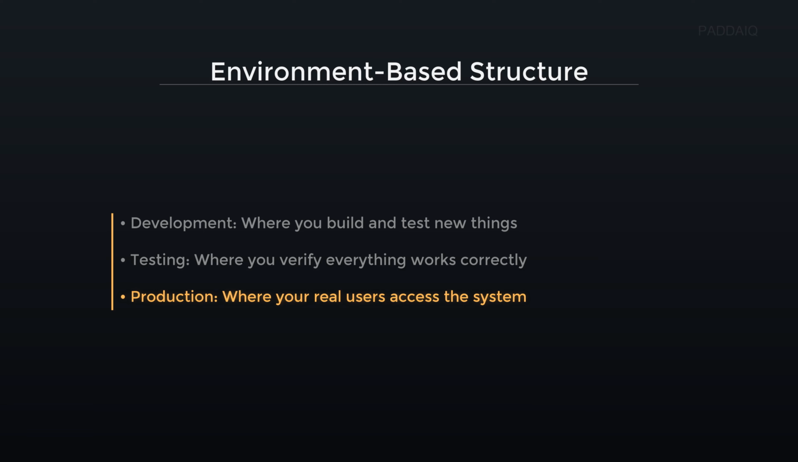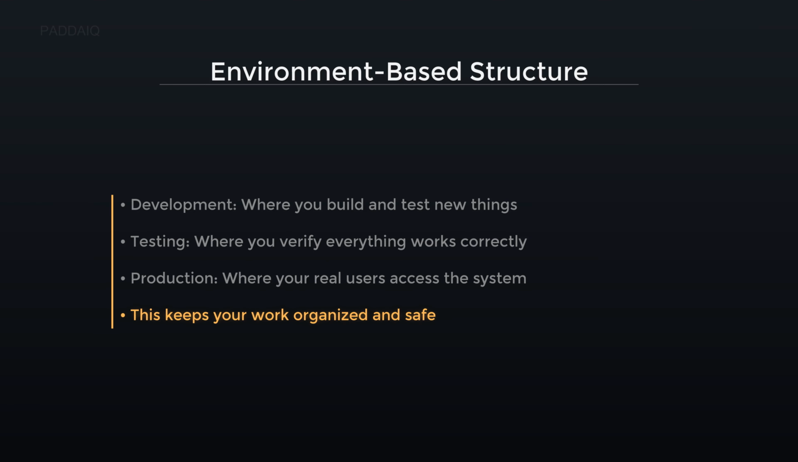Production, where your real users access the system. This is the live environment where all final, tested applications run for your customers or employees. For example, a company's online store where customers actually place orders. This environment must be highly reliable and secure for daily business operations.